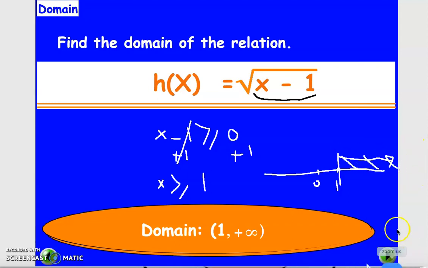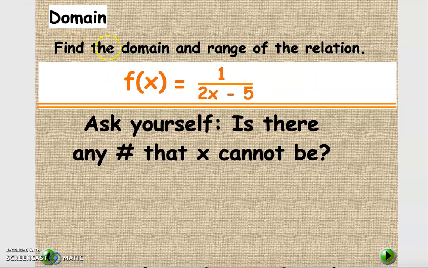Another example, find the domain and range. Domain only, we'll talk about range in the next video. So f of x equals 1 over 2x minus 5. This is a rational function, so the denominator should be different from 0 because 1 over 0 is not defined.